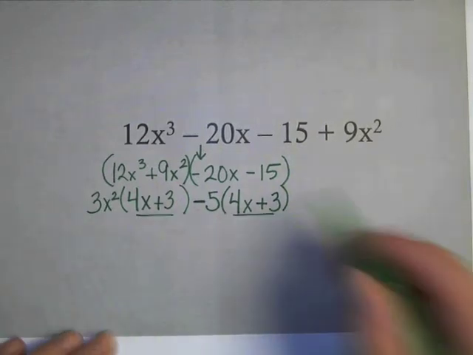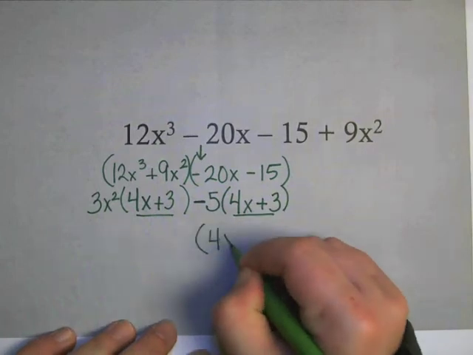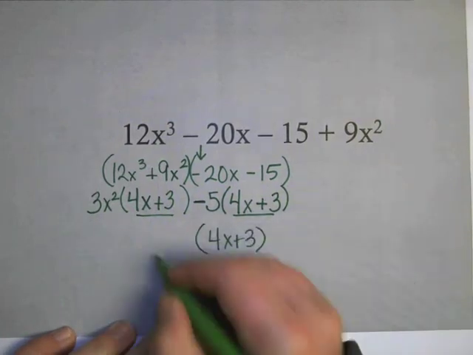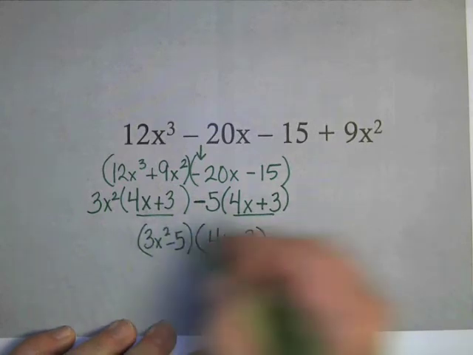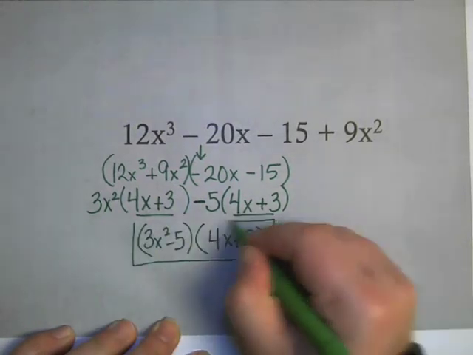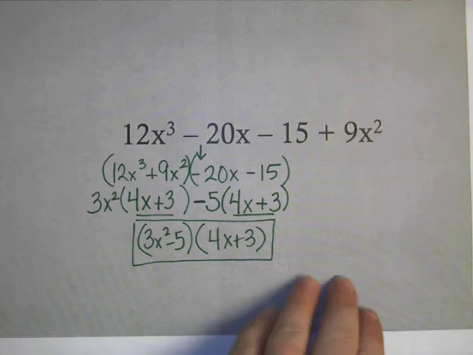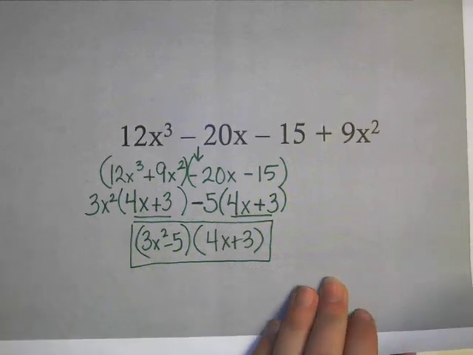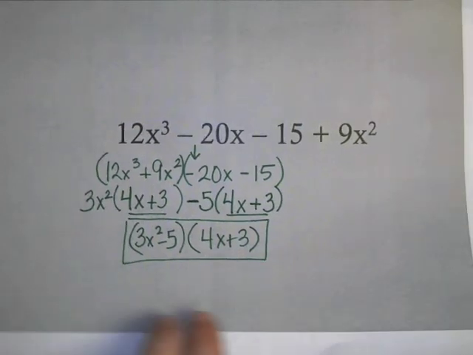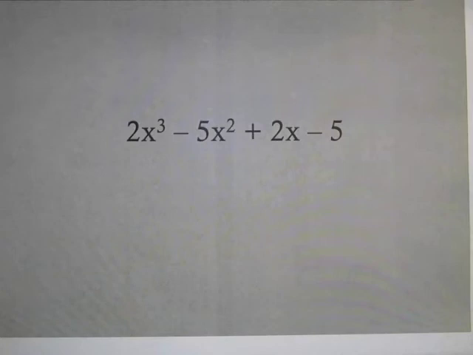Again, look at what happened. These are the same. They have to be the same. So we write that down once, 4x plus 3. And then whatever's left over, 3x squared minus 5. And that's our answer. Remember to make sure if you have any questions, you can go back and watch these again, or you can make sure to ask in class also.